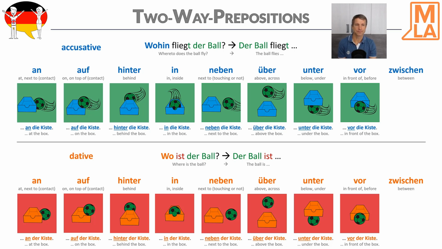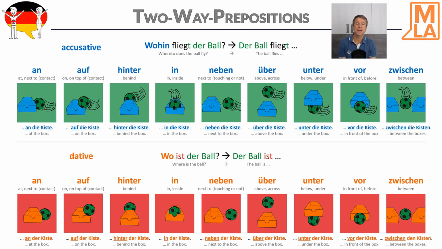Wohin fliegt der Ball? Der Ball fliegt zwischen die Kisten. Here it's plural, the boxes, no? Between the boxes. And in dative it would be, wo ist der Ball? Der Ball ist zwischen den Kisten. Okay, so between the boxes. Okay, those are the prepositions. They could use accusative or dative, and interestingly, it's everything about the location. So be careful and please remember, you ask for accusative with wohin and you ask dative with wo.